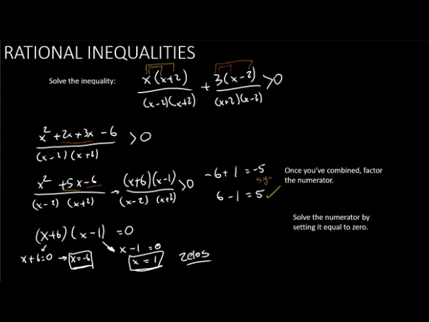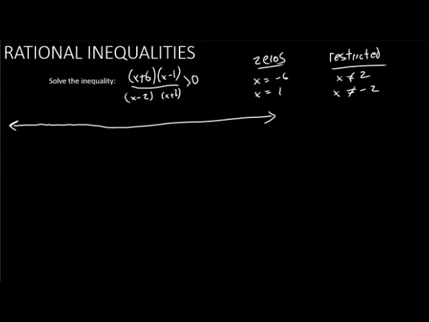So on this slide we found the zeros, and on the previous slide we found the restricted values. Now we'll put that information together on the next slide. Here I've written the factored form of our inequality: (x + 6)(x - 1) over (x - 2)(x + 2) is greater than 0. I've also written the zeros we found on the previous slide and the restricted values we found on the first slide. We'll mark those on the number line now: negative 6, 1, 2, and negative 2.